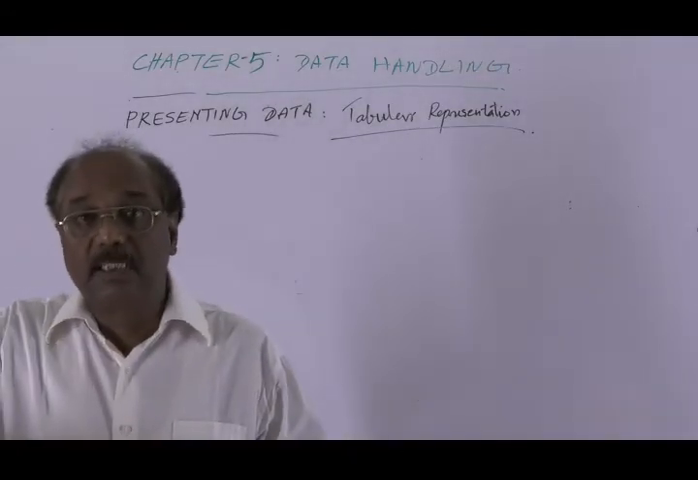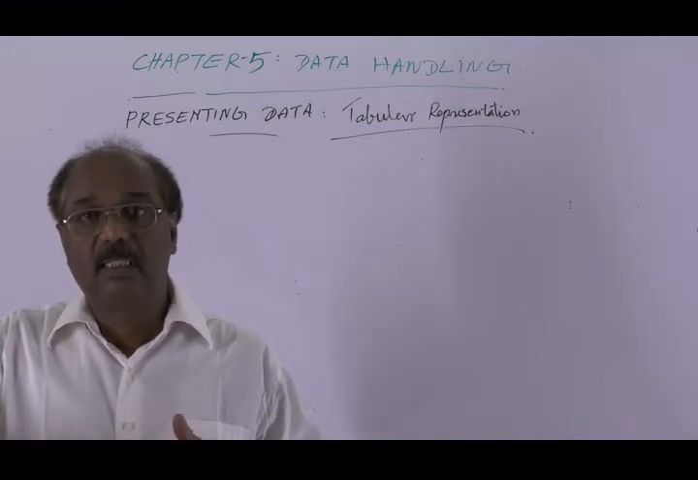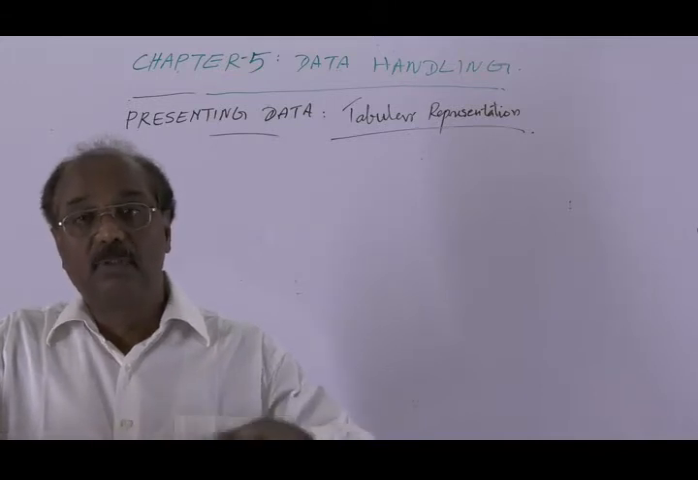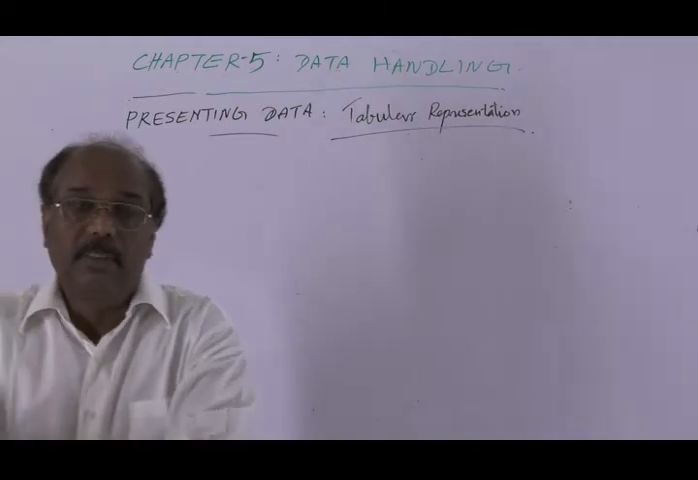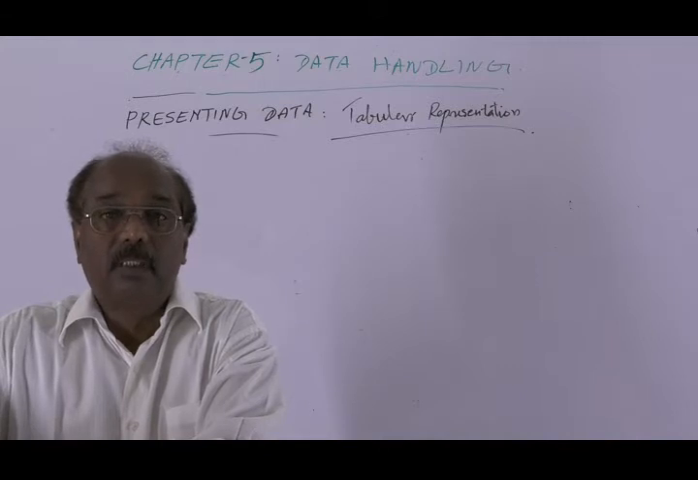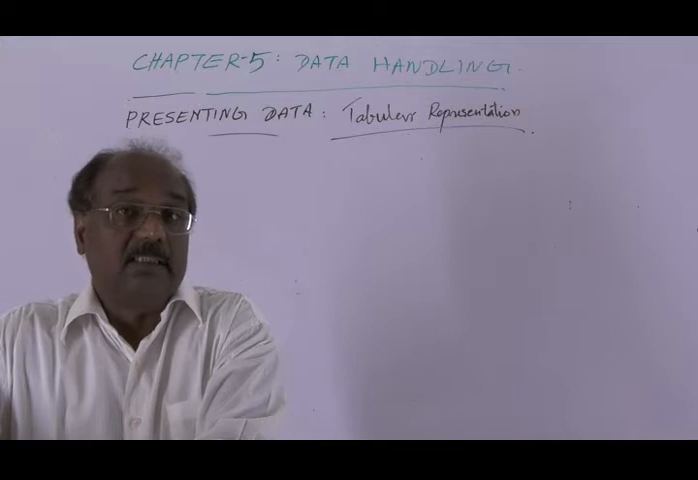Now, tabular representation of data. That is representing data in a table, consisting of rows and columns. The method can be explained using a particular example. Consider the students of standard 8 in a school.